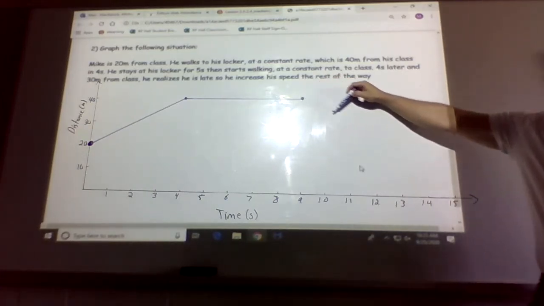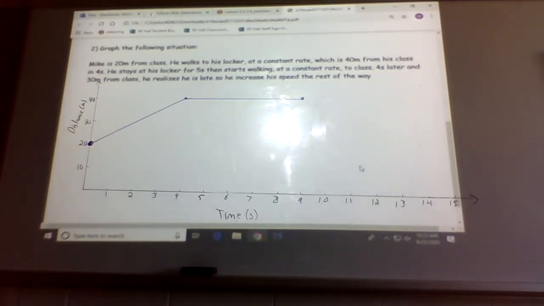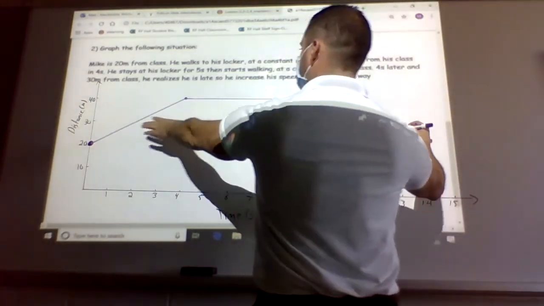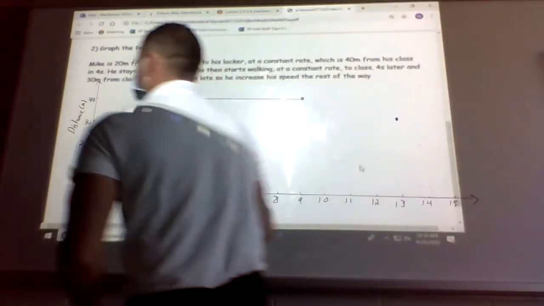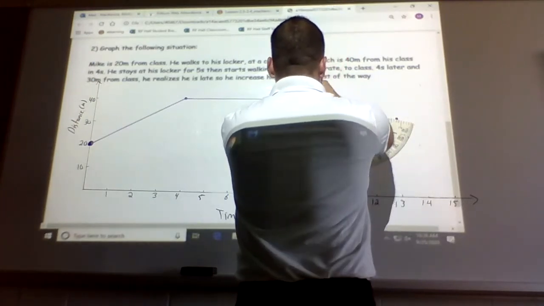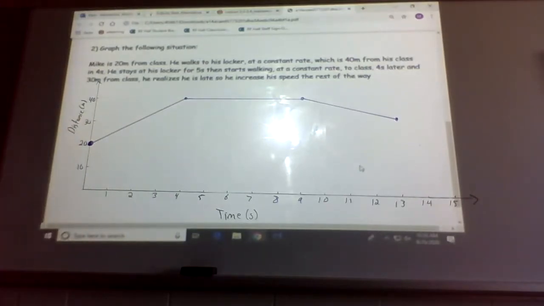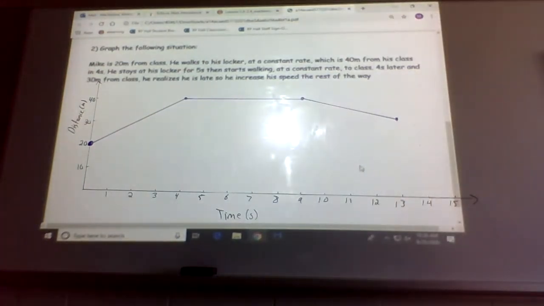So where's our straight line going to be? Because it says moving at a constant rate. 13, 30. So 4 seconds later, we'll be at 13 and 30 meters from class. Somewhere here. Let's see. So at this point, he then increases his speed to class.